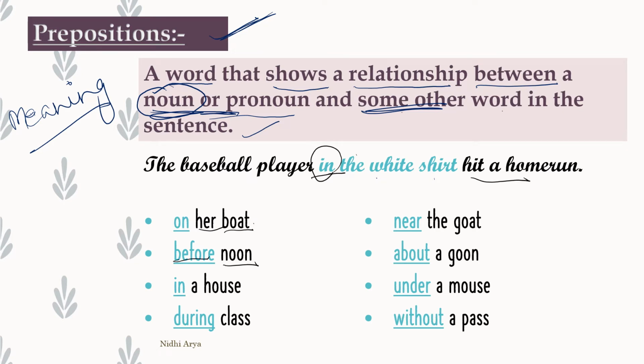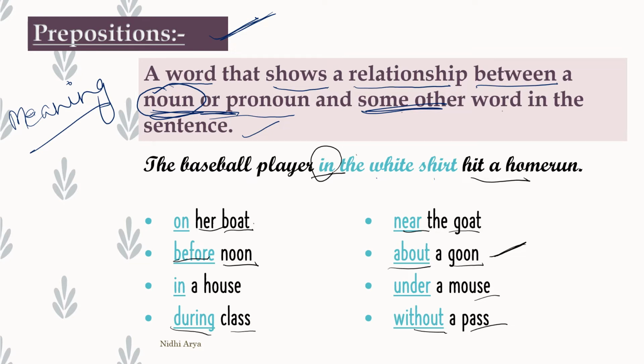Before noon, so they are telling the time. In a house, during class. Near the goat, about a goon. A goon is a person that is paid to hurt someone. जैसे goon is gunde in Hindi. So a goon is a person you pay to hurt somebody. About a goon, under a mouse, without a pass. So these are all the words: on, before, in, during, near, about, under, without.